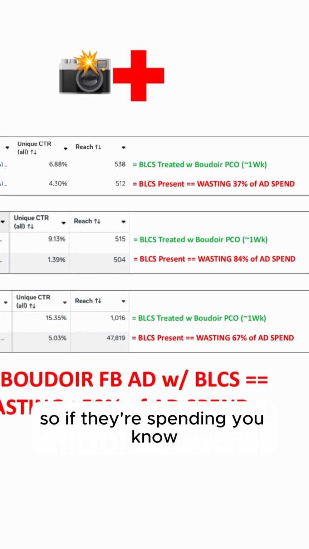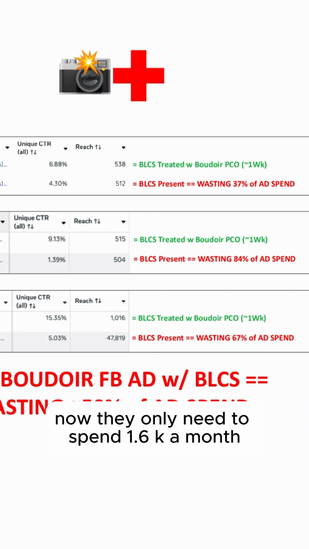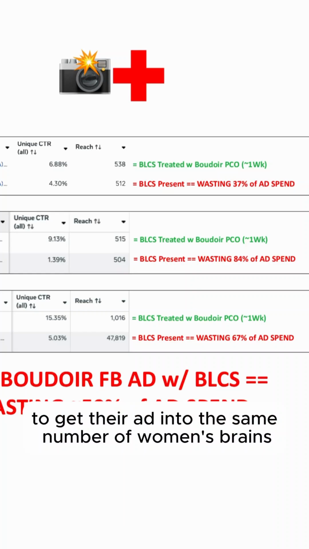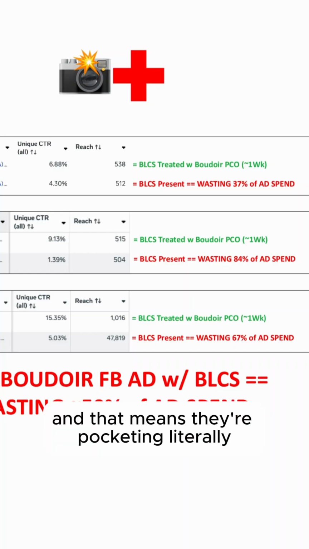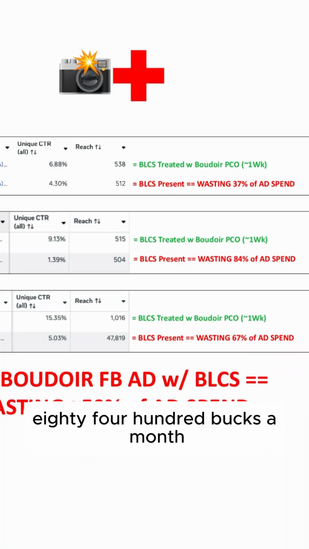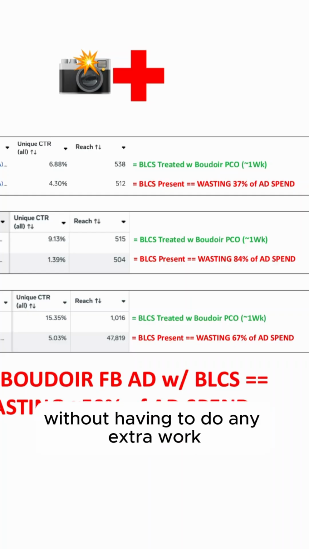So if they're spending 10K a month on boudoir Facebook ads on the original, now they only need to spend 1.6K a month with the boudoir Pico treated ad to get their ad into the same number of women's brains in both scenarios. And that means they're pocketing, literally, they don't have to spend, they're pocketing kind of a phantom profit, $8,400 a month every single month, or it's like 100K over the next year without having to do any extra work.